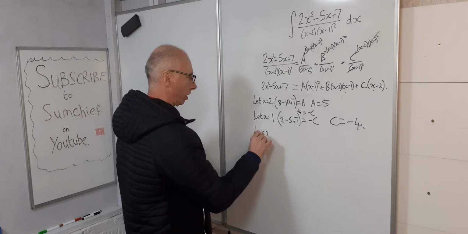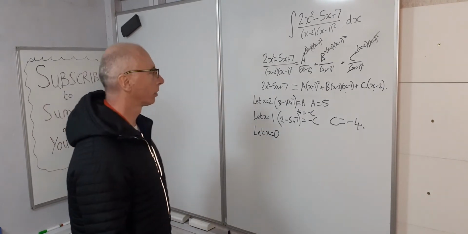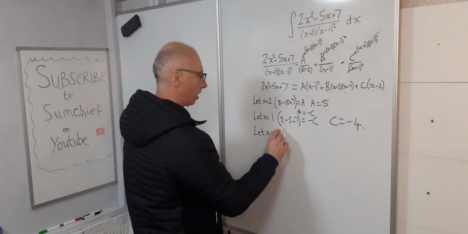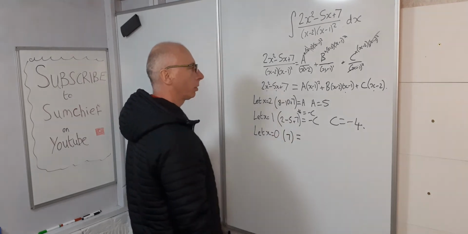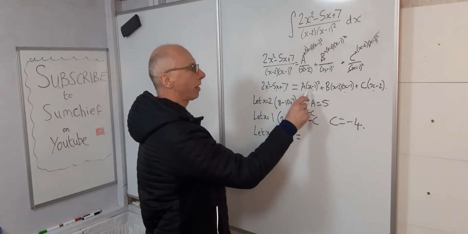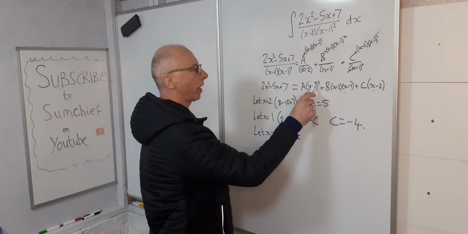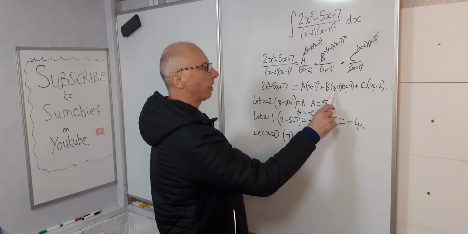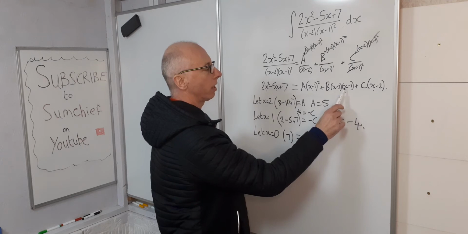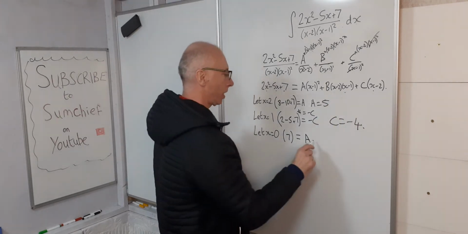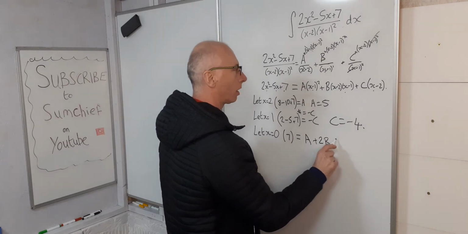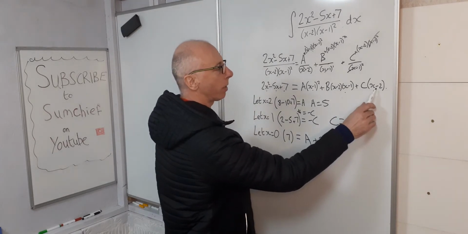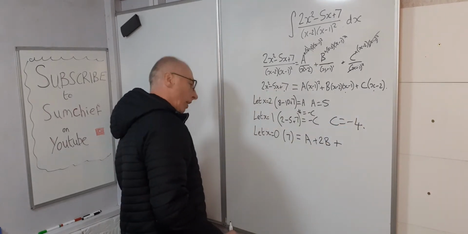So let's do our setup work. Let x equal 0. Okay, so 0 into this, that's 0 minus 0 plus 7. So we've got 7 equals, okay, 0 in here, 0 minus 1 is minus 1, minus 1 squared is 1. So that just leaves us with the a. Plugging 0 in here, we've got minus 2 and minus 1. Minus 2 times minus 1 is plus 2, so that's plus 2b. And then left here now, c, x minus 2, x is 0, so that's minus 2c. So let's change that to a minus.